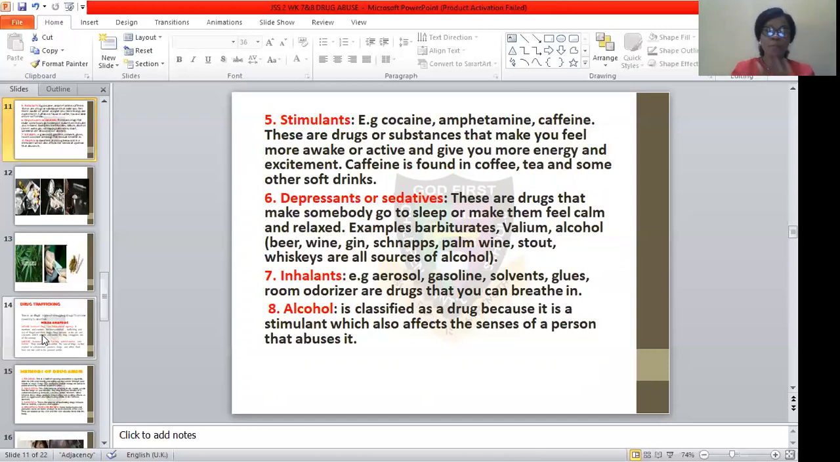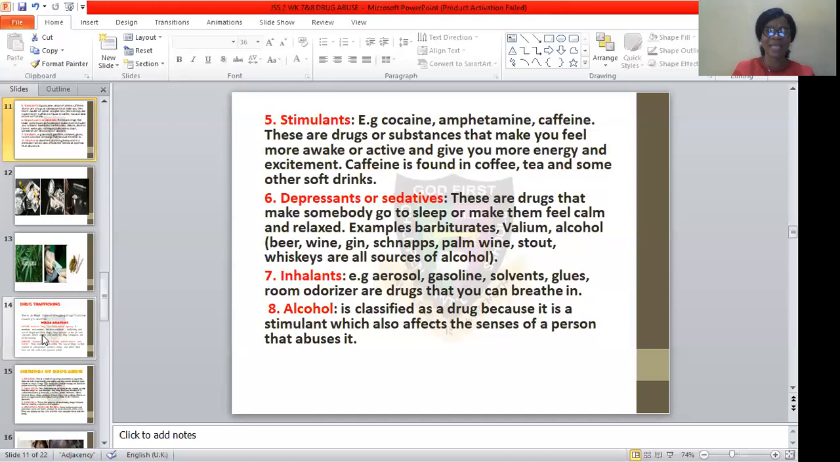But people, especially our youth, are misusing this type of drug. They are not meant to be taken. They are not meant to take it and become so addicted to them. Another one is the inhalants, e.g. aerosol, gasoline, solvents, glue, room odorizer are all drugs that you can breathe in. And when you become so addicted to it, it's going to affect your health. And the last one we shall be talking about today is alcohol.